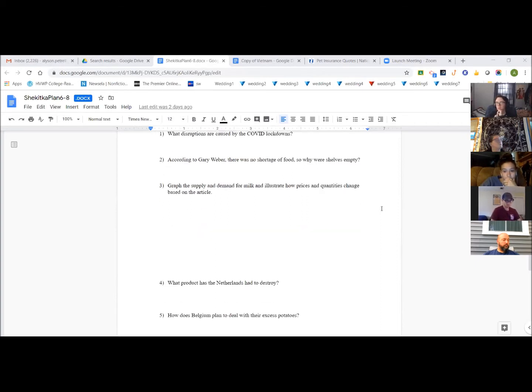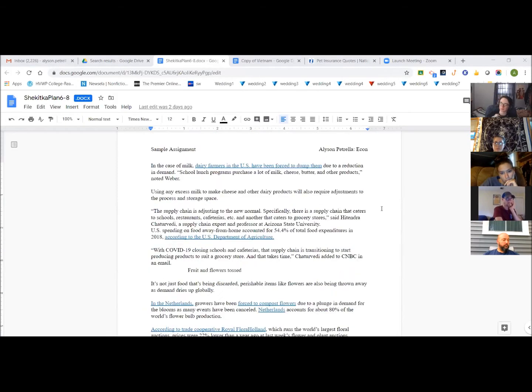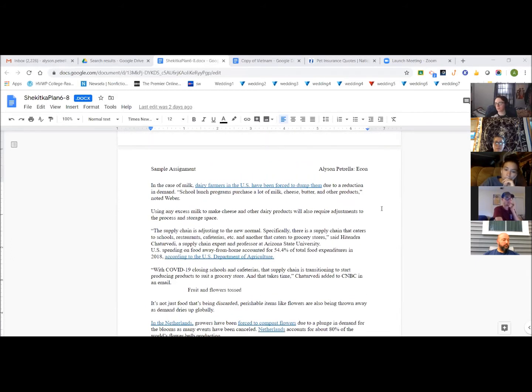Now, question 3 is the graphing of the supply and demand for milk, and illustrate how prices and quantities change based on the article. So here's where I'm going to pause, and I'm going to have you guys take 2 minutes, see if you can remember anything about supply and demand and what it looks like. And let's just look back at what we're talking about here with milk.